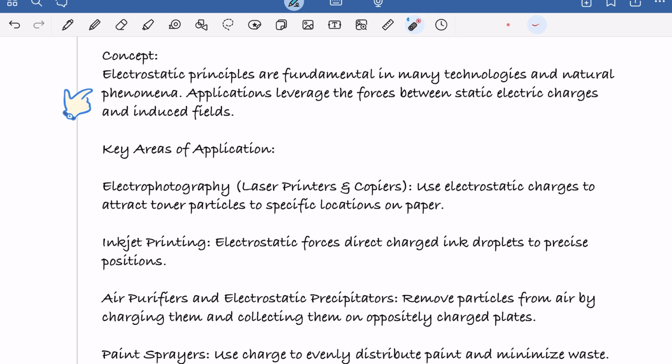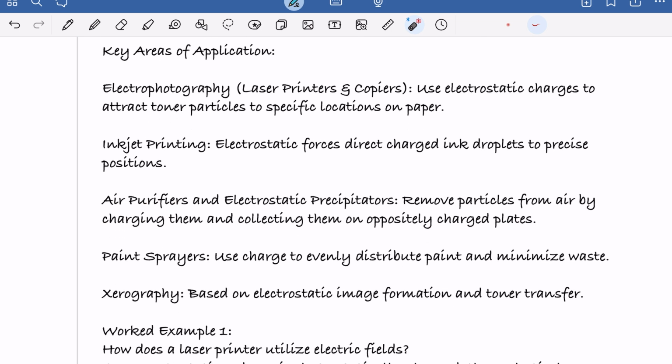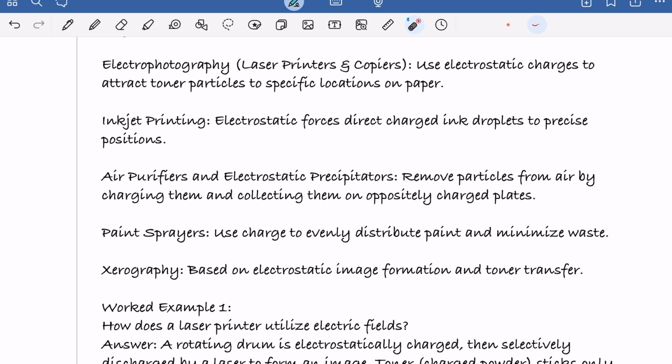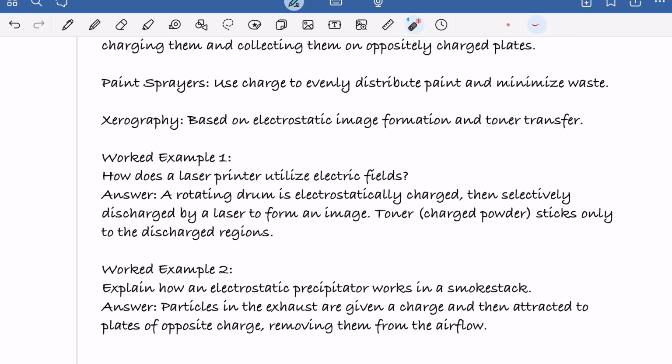Air purifiers use the same idea to remove particles, because they charge the dust and then attract it, collecting it on oppositely charged plates. Paint sprayers, you may have heard of electrostatic paint sprayers where paint is distributed evenly. So there are so many applications.